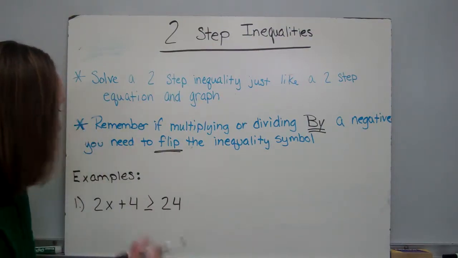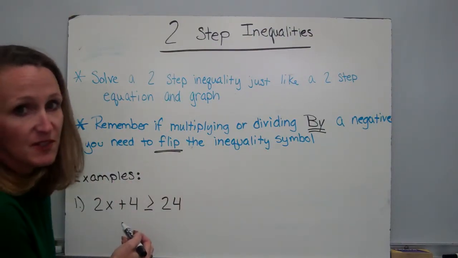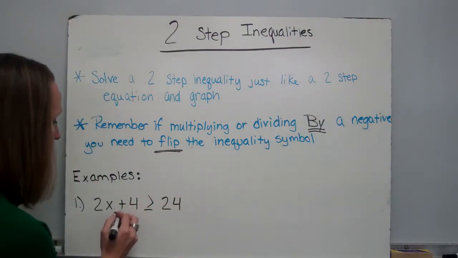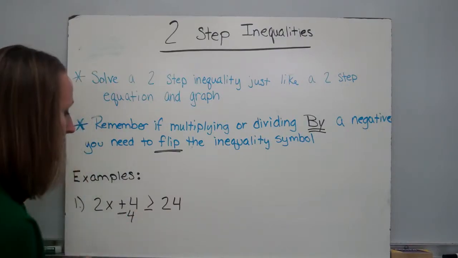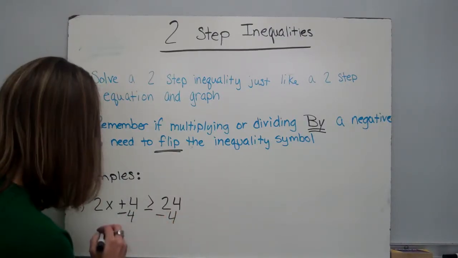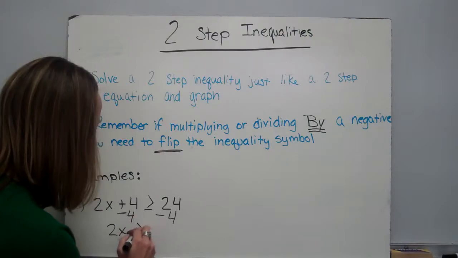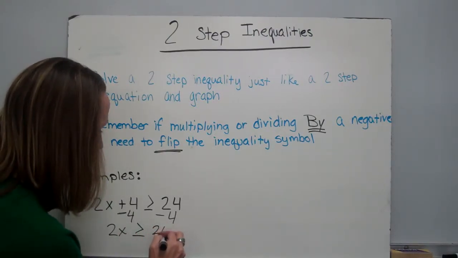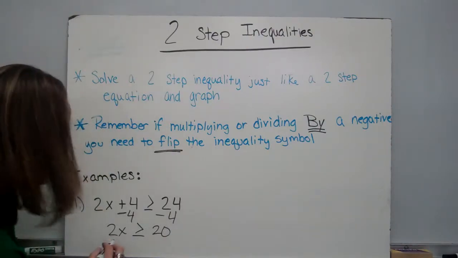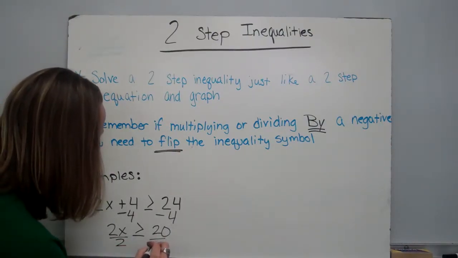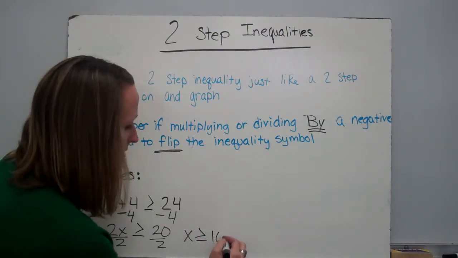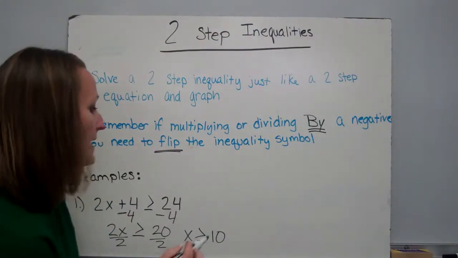This should be pretty easy. There's no negatives in this one, so you're not going to have to worry about flipping. So let's just go ahead and solve it. We know that to solve this, we would subtract 4 from both sides, leaving us with 2x is greater than or equal to 20. Then we would divide both sides by 2, which is going to leave you with x is greater than or equal to 10. So now let's go ahead and graph this.